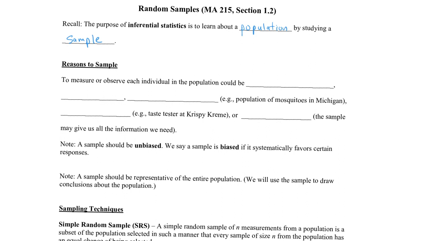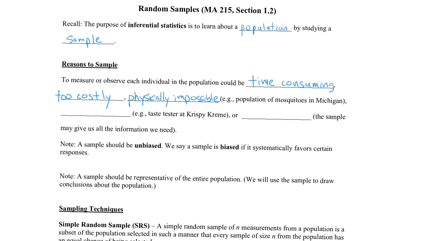There are many reasons to sample. It could be that to measure or observe each individual in the population could be time consuming, or maybe it could be too costly, or maybe even physically impossible. So imagine it is your first day on the job and you are working in a lab and they want you to determine the population of mosquitoes in Michigan by counting every single mosquito in Michigan. Where would you even start? There are too many to sample. There are mosquitoes dying and being born before you could possibly even get a tiny sample of the population. There are state lines that mosquitoes are crossing.